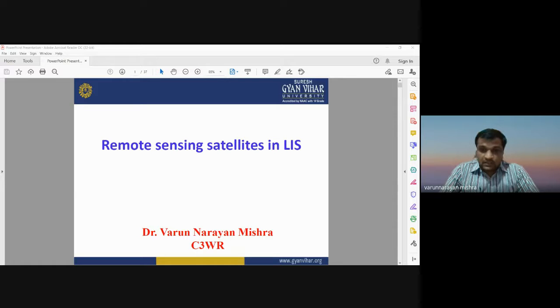As we know, remote sensing satellites, or you can say earth observation technologies, are very important for land information system. So today we will discuss some of the broadly used satellites, some of the broadly used satellite images around the world in the development of land information system.